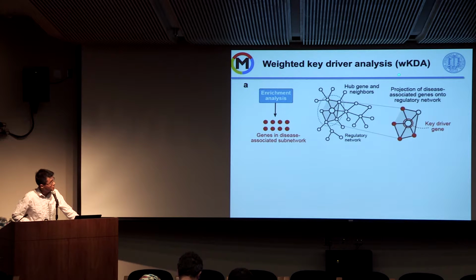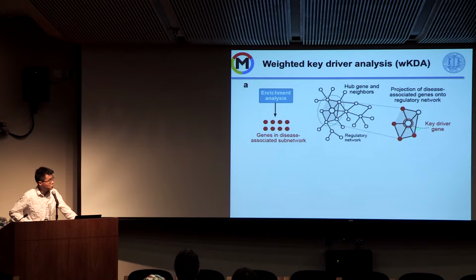The next important component of the Mergeomics pipeline is called the weighted key driver analysis, or WKDA. What WKDA does is it basically takes the genes in a disease-associated subnetwork, which could be a gene set that's captured in MSEA or any different gene sets captured from independent sources. And we try to identify the key drivers for this gene set or this group of genes.